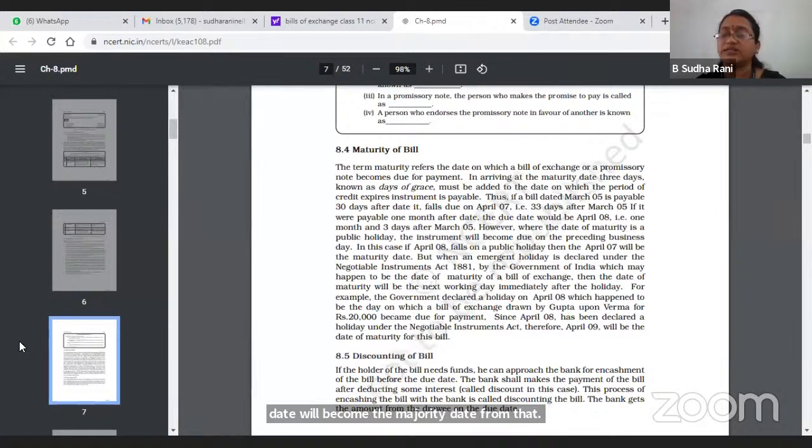If a holiday is declared on the maturity date, then the next day will be taken as the maturity date. From that, you should take the 3 grace days. This is important while doing bills of exchange. The next thing is identifying the drawer and drawee, and identifying the maturity date and the term. Based on the term, take the date the bill was drawn, and from that, whether 3 months, 4 months, or 2 months, whatever the term of the bill, we are supposed to calculate the maturity of the bill.